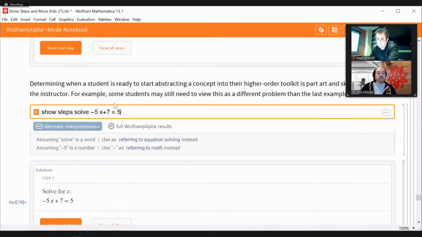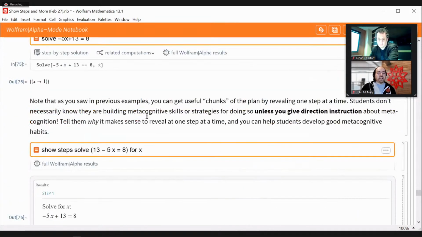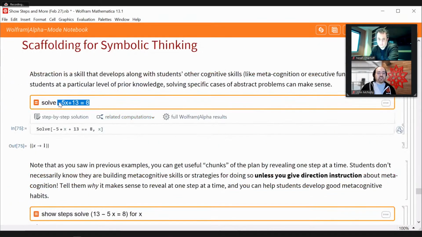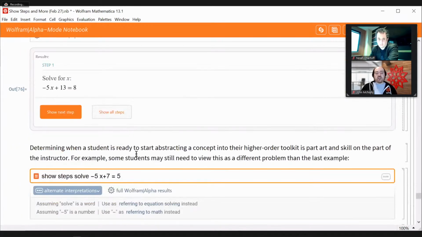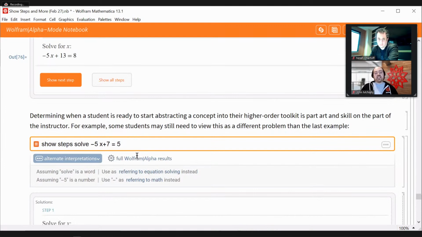So I can scroll back up and show where this came from. For many students, it might make an immense amount of sense to view solving this problem as a genuinely different problem than this. Now, that depends on their level of prior knowledge, where they are developmentally, and whether they are ready to start abstracting some of this.